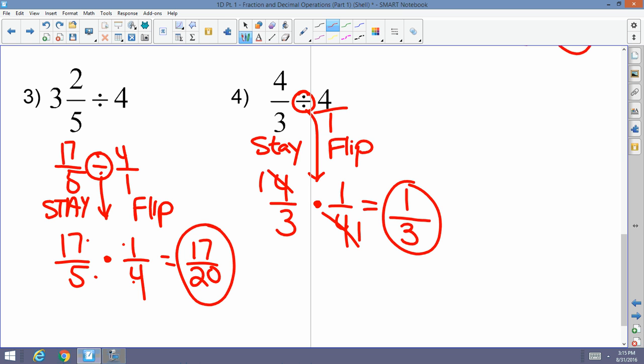And that is it. Those are the fraction operations.